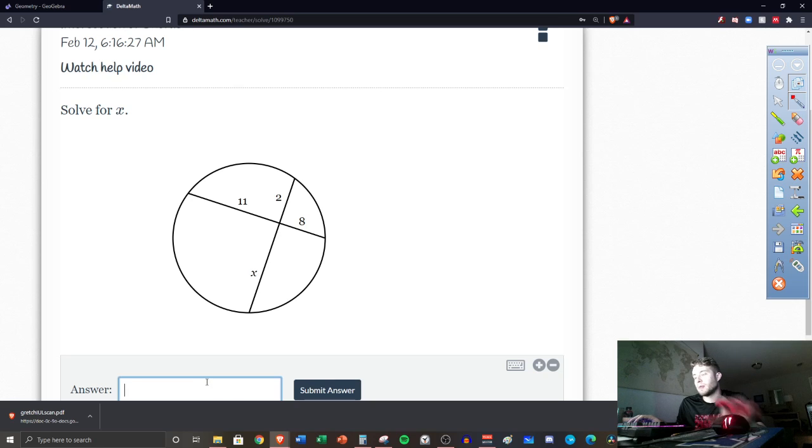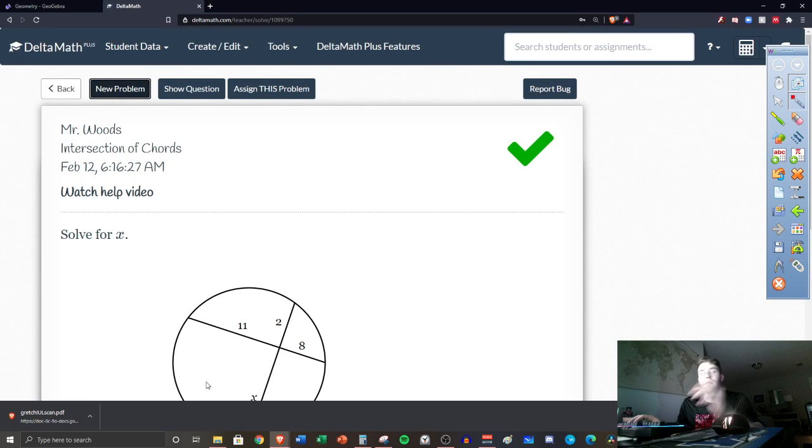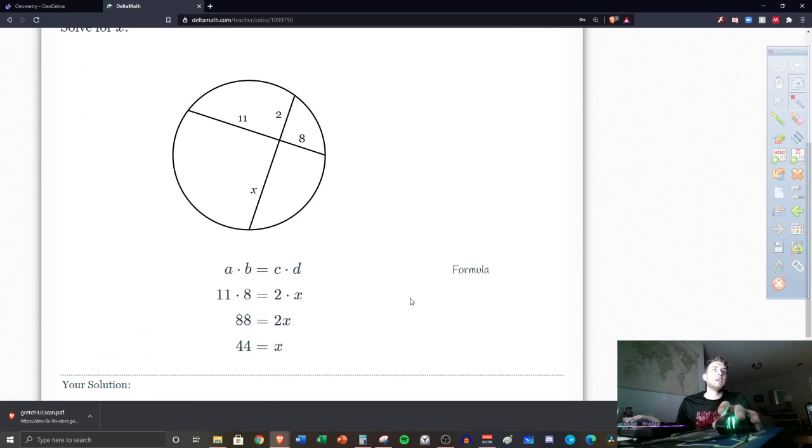So we go back to Delta Math, type in 44. No problem, right? We got it. And so these can be made more complicated, obviously, with more variables. Like I could make this x plus 1 or multiple binomials in here, and we could do some more advanced algebra, but that's not really the point of this. The point is the geometry concept of how these are related to one another.